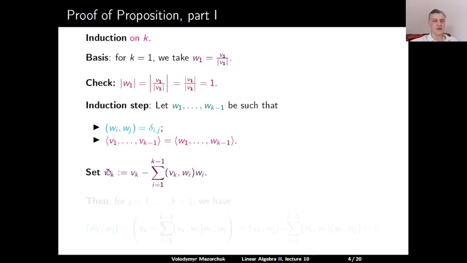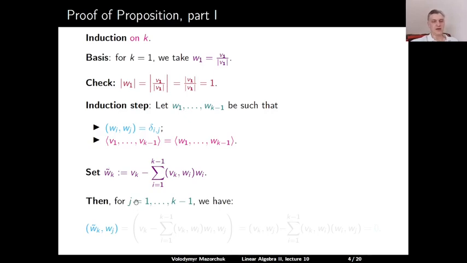Define the vector wk tilde as follows. We take the vector vk, and then we subtract the linear combination of these wi's, where i is from 1 to k minus 1, and the coefficient at wi is the scalar product between vk and wi. So this defines the vector wk tilde. Now let us check that this vector is orthogonal to all vectors w1 and so on wk minus 1.